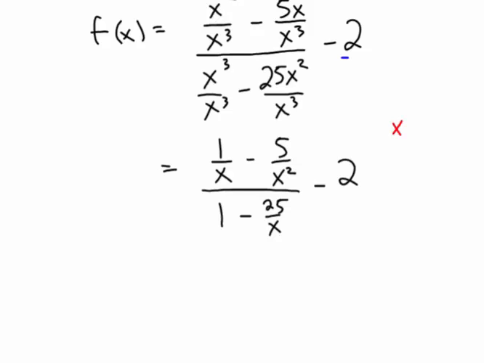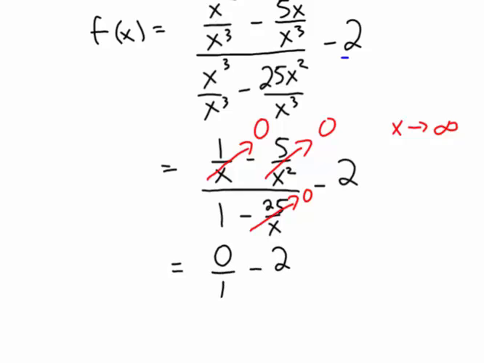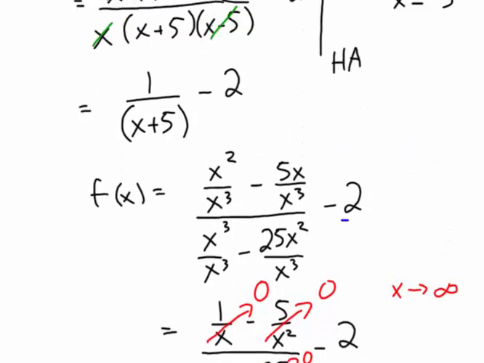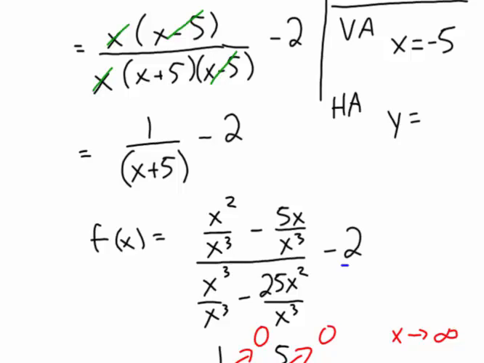Now we let x get really, really big, which means this will become 0, as well as that first term is 0, and this term is 0. And what we're left with is 0 over 1 minus 2. Now 0 over 1 exists, but we subtract 2 from it, and we just get negative 2. So our horizontal asymptote is at y equals negative 2. And we're going to do a lot of vertical, horizontal, and holes throughout this course.